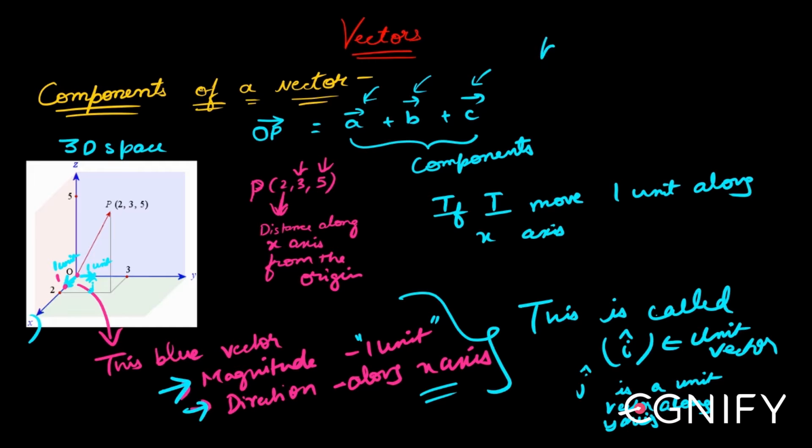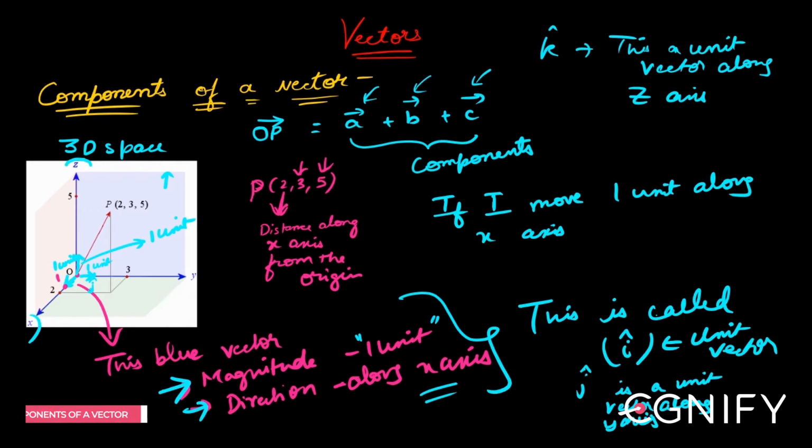Similarly, there is another vector called k cap. This is a unit vector along z axis. Can you draw this for me? Yes, so this is again 1 unit, pointing upwards like this. It is pointing along z axis. That's why it's called k cap. So these are just notations, names given to these 3 vectors. The name given to this vector is i cap, to this one j cap, and to this one k cap.